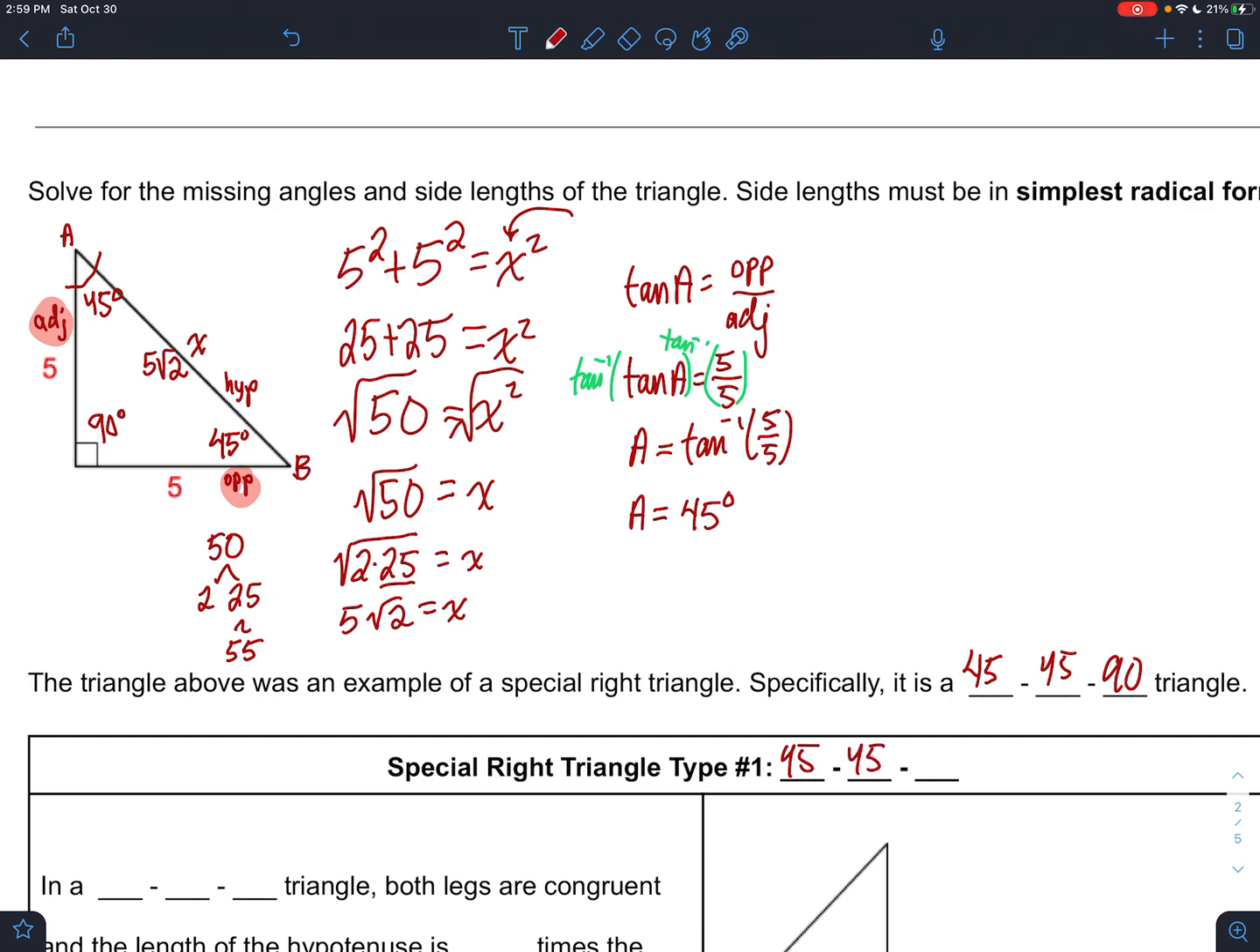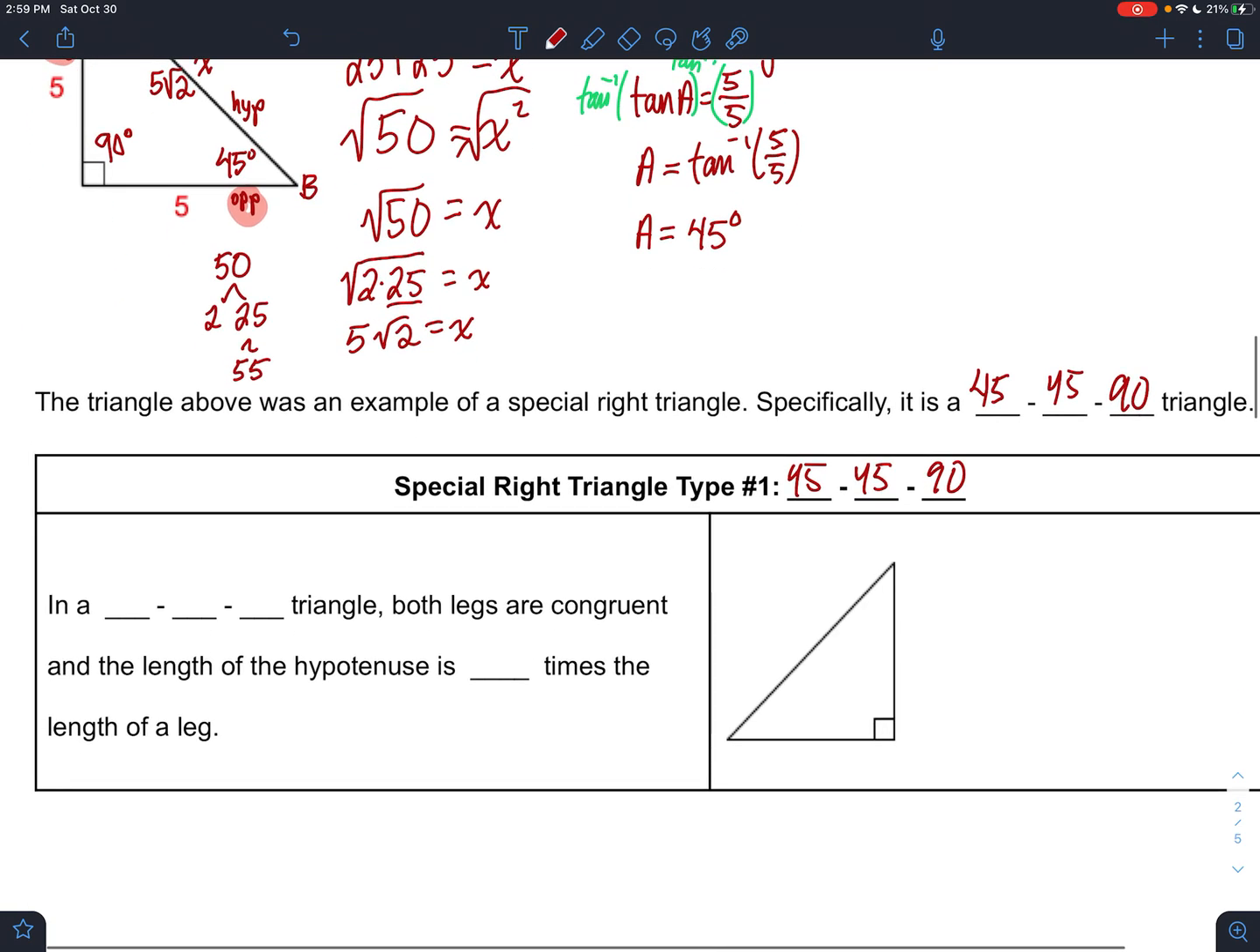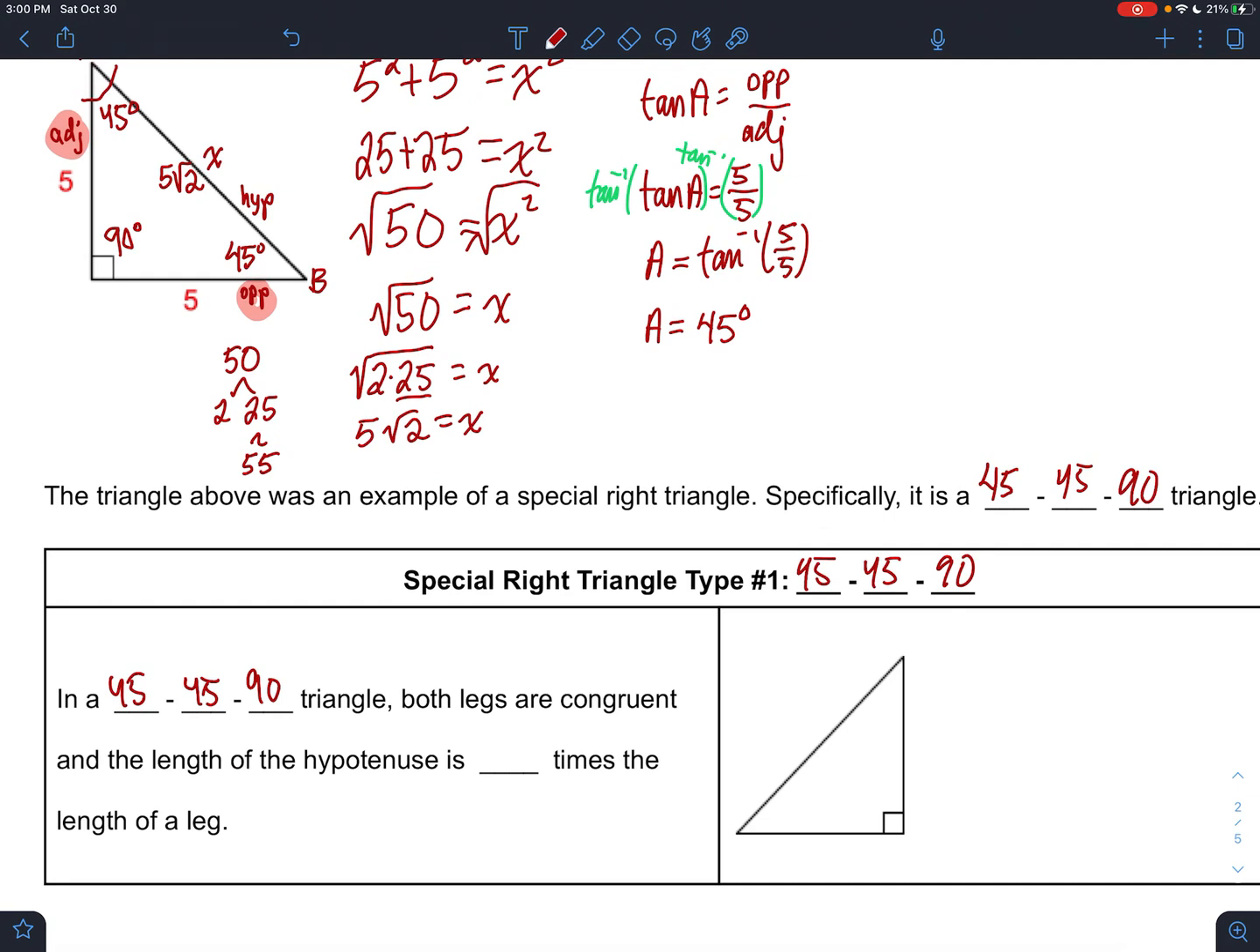I will fill that in here. And so what I want you to focus on is this 5 and the hypotenuse. What's the relationship? How do we change 5 to 5 square root 2? You multiply it. So the hypotenuse, the long side of the triangle, is square root 2 times the leg. All right? So this is a leg, this is an equal leg, and this is the hypotenuse.